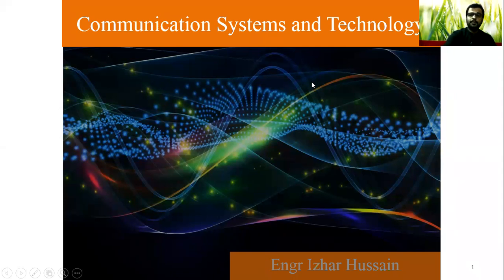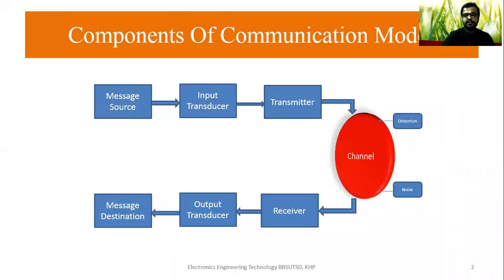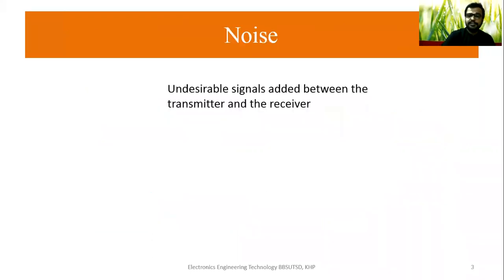Today we are going to discuss noise. If we are talking about the channel, in it we have different components of the communication model. In the channel there is distortion and then noise. So what is noise? It's basically undesirable signals added between the transmitter and the receiver.